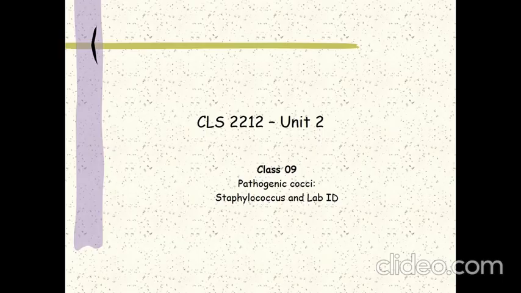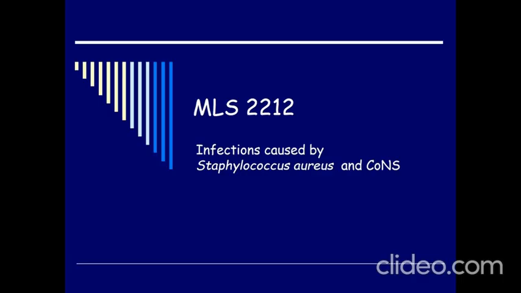All right, that concludes class number 9. Pathogenic cocci, specifically Staphylococcus, and the laboratory ID of Staphylococcus. This is class number 10, and we're going to switch gears a little bit. In the last class, we spent a lot of time. It was a pretty long lecture covering the laboratory identification of Staph aureus, inside and out. And in this class, we're going to focus on the various infections that are caused by the Staph species, and in particular, infections that are caused by Staphylococcus aureus.